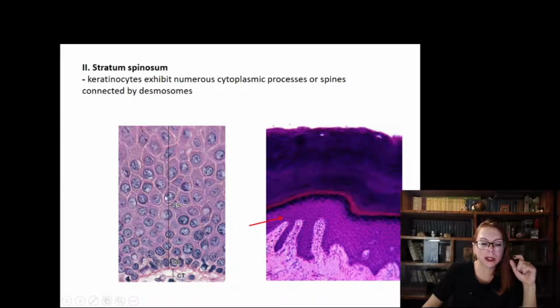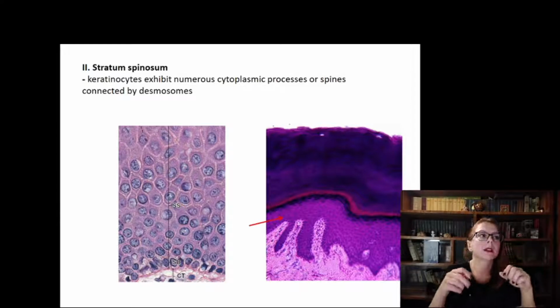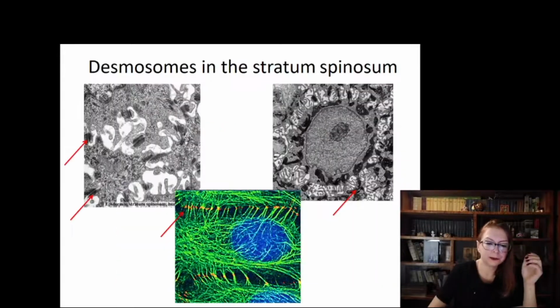The cells present here exhibit so-called spikes on their surface, and those spikes are formed due to desmosomes, which are present between the cells. It is important to remember the topic of the first semester, intercellular junctions. There are several subtypes of them, and desmosomes are exactly responsible for mechanical strength. Again, the epidermis is very difficult to tear, as is the dermis, and that's exactly due to mechanical coupling of cells via their cytoskeletons. Let's look at how those junctions are formed.